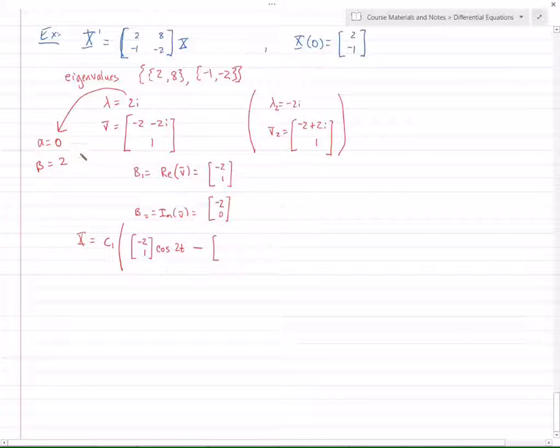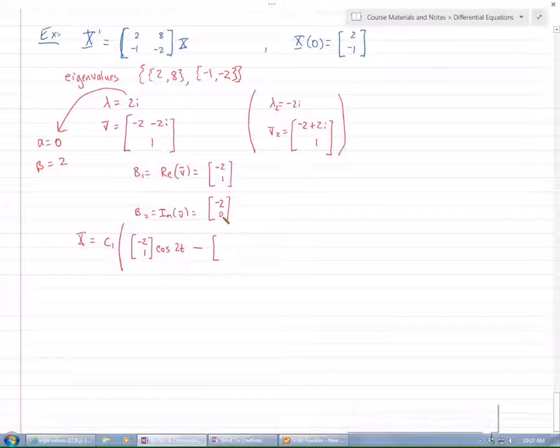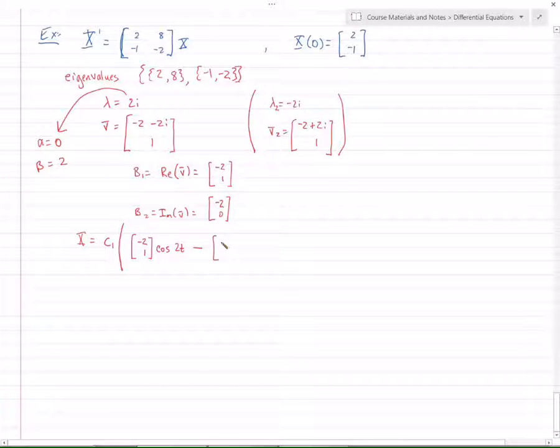So your alpha and your beta are 0 and 2. Your real part, B1, is -2, 1. Your imaginary part is -2, 0. I don't know why, but I often accidentally include that 1 right here. I have to catch myself.